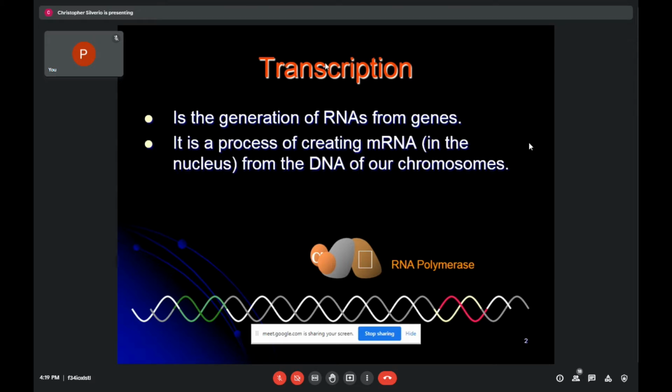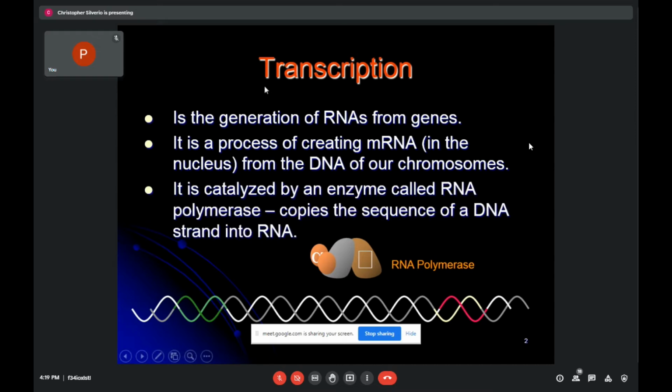It is the process of creating mRNA in the nucleus from the DNA of our chromosomes. This is a straightforward statement of transcription. It is catalyzed by an enzyme called RNA polymerase, which copies the sequence of a DNA strand into RNA. These are straightforward statements. Okay?